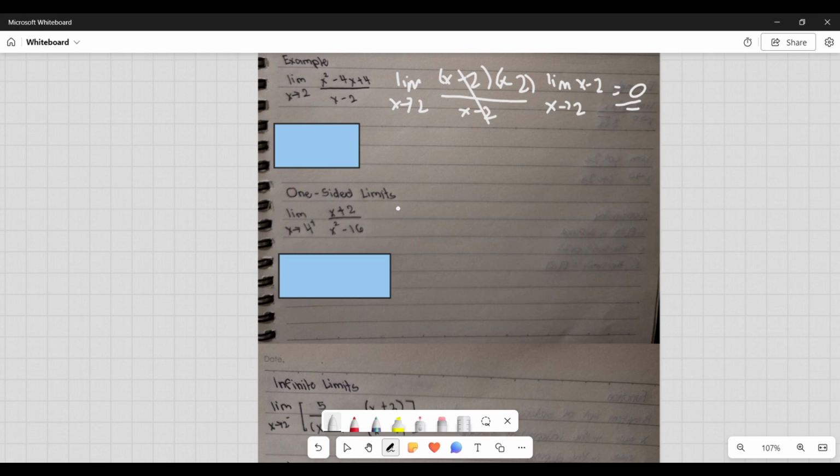If we substitute this, it's going to be 4 plus 2 over 4 squared minus 16. 4 squared minus 16 is 0. 4 plus 2 is 6. The 0 is denoted as very close to 0, but greater than 0 because it's from the right-hand side. So 6 over 0 positive is just equal to positive infinity.